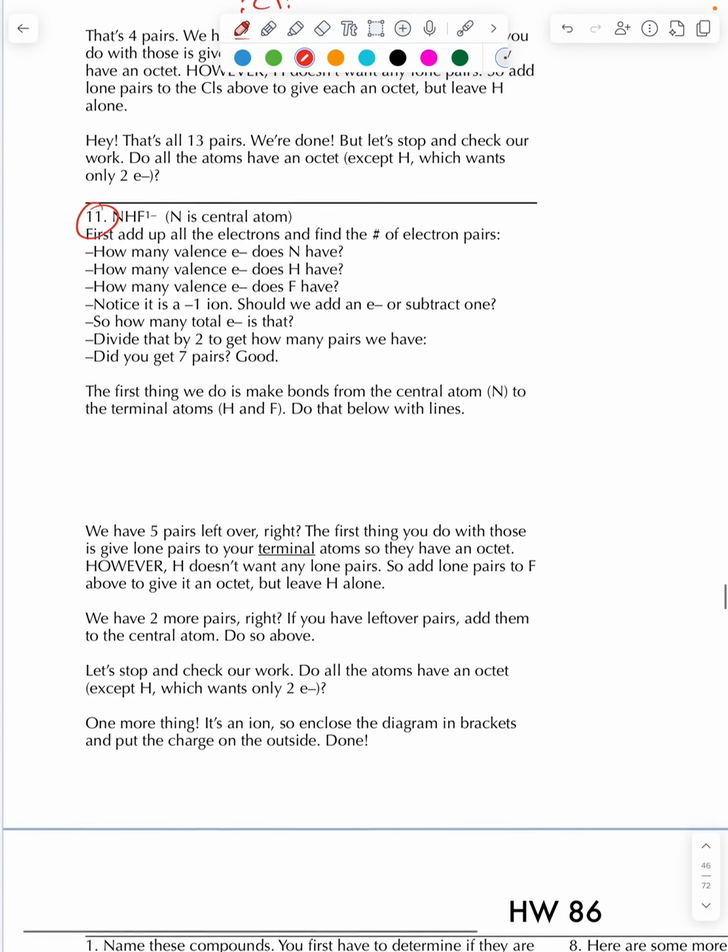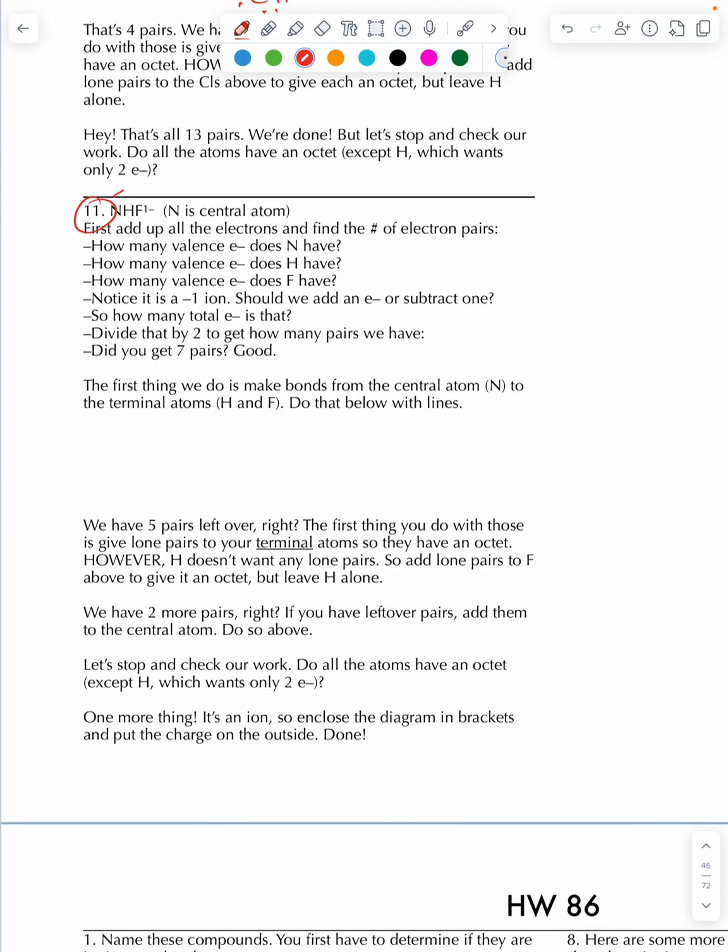All right, let's try NHF minus. Nitrogen has 5 valence electrons, hydrogen 1, fluorine has 7, but it's a -1 ion. So do we subtract or add an electron? We add one more because being -1 means it has gained an extra electron. So 5 plus 1 plus 7 plus 1 is 14, or 7 pairs.